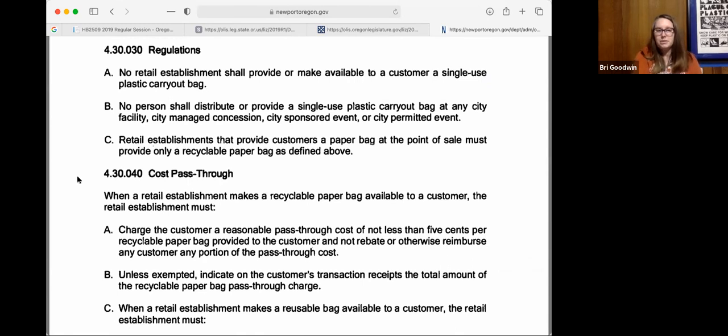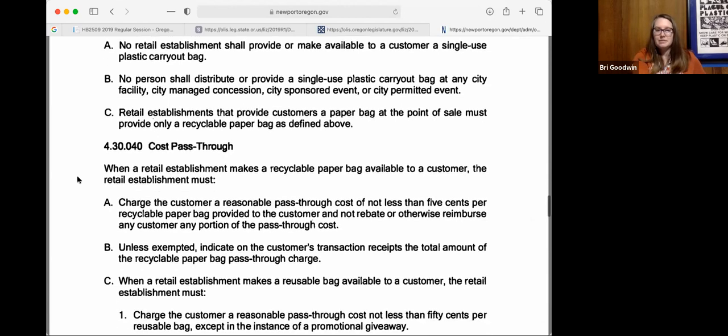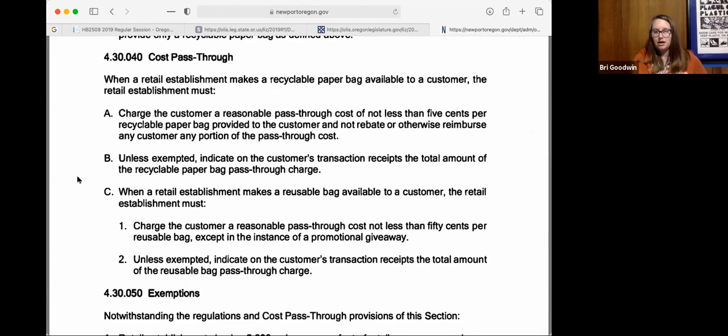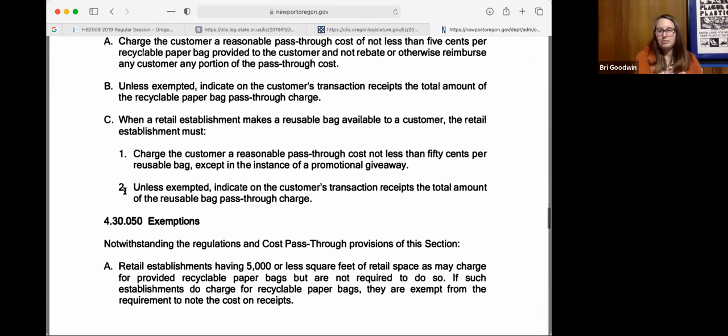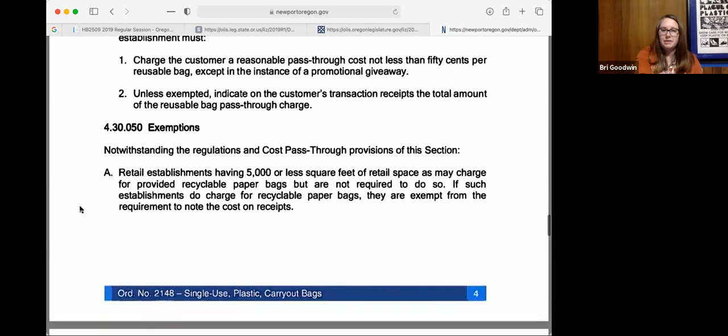So then you get into your regulations. No retail establishment shall provide or make available to a customer a single-use plastic bag. No person shall distribute them, so no one can distribute them at a city facility or a city-sponsored event. And paper bags must be recyclable as defined. And then this one has a separate section for the cost of a paper bag. So this is charging 5 cents per recyclable paper bag that is provided. And they have to put on the receipt that the customer is being charged that 5-cent fee.